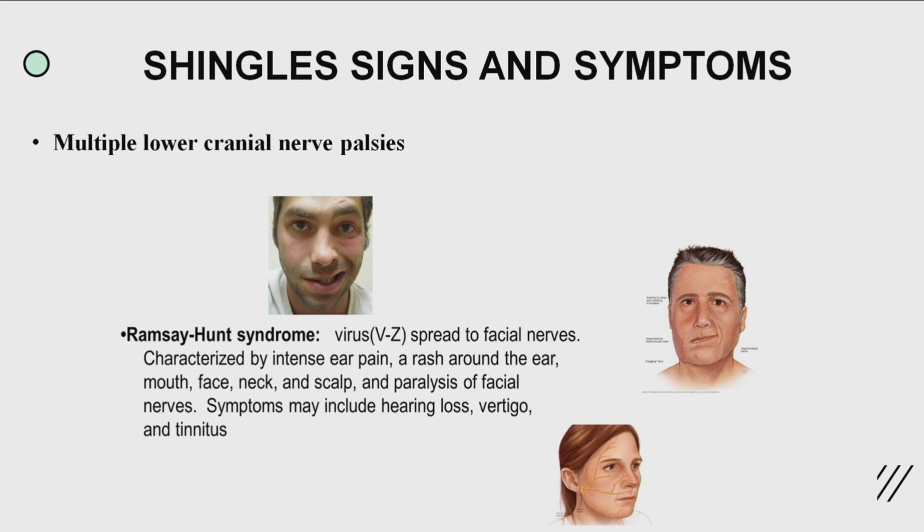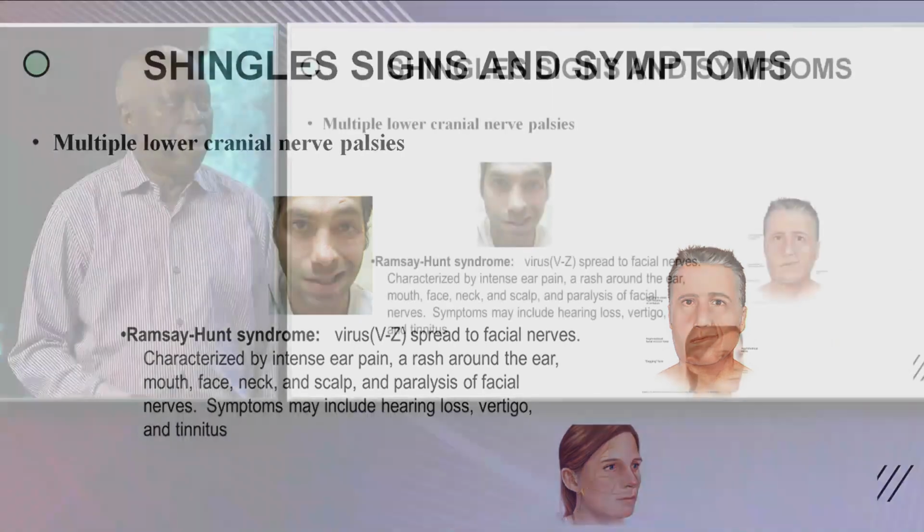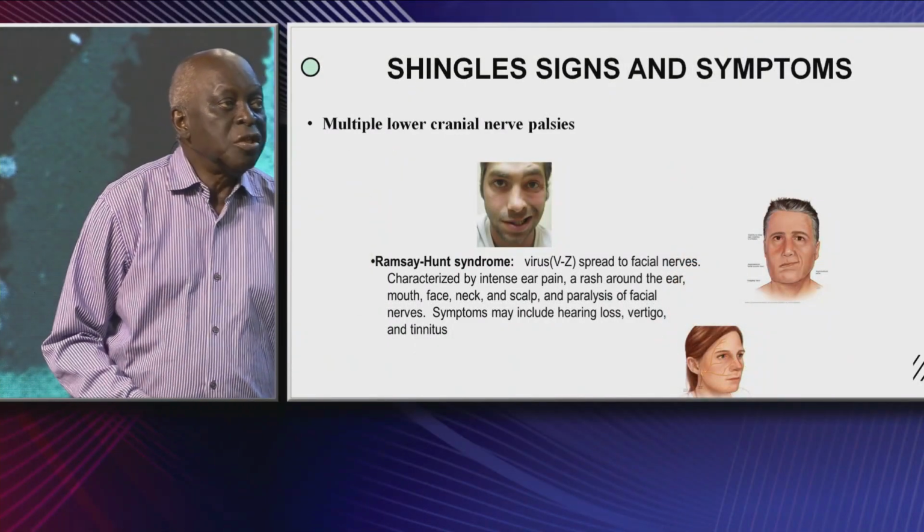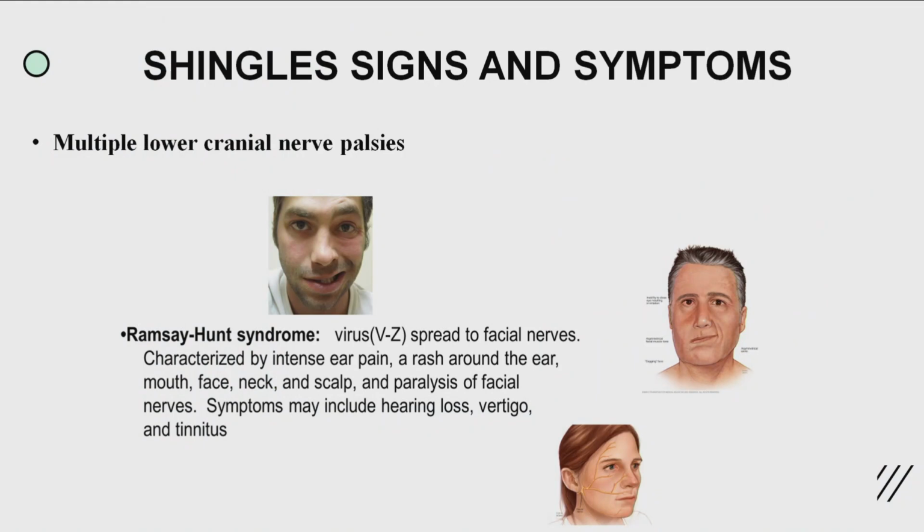What do we see here? This gives rise to another name for one of the complications or manifestations of this same virus, Ramsay-Hunt syndrome. Ramsay-Hunt syndrome is caused by the varicella zoster virus. It spreads to the facial nerve. You can see the mouth bending to one side, which can even be confused with stroke. But it doesn't last more than 2 weeks. This is one of the major differences.